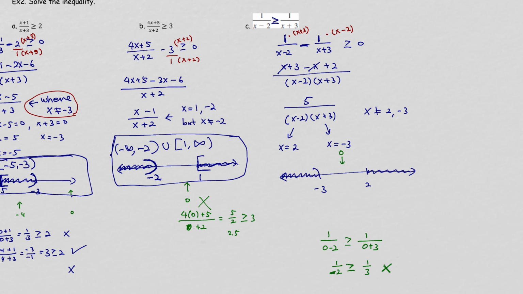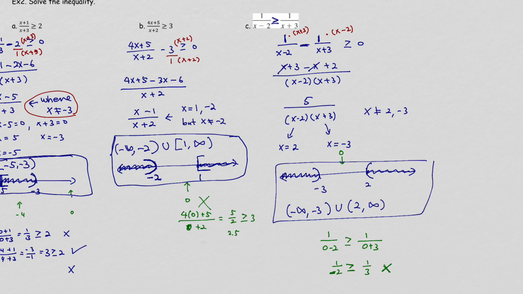And we said that's going to be parenthesis, right? So your solution is negative infinity to negative 3, and 2 to positive infinity. There's your solutions with the graph.